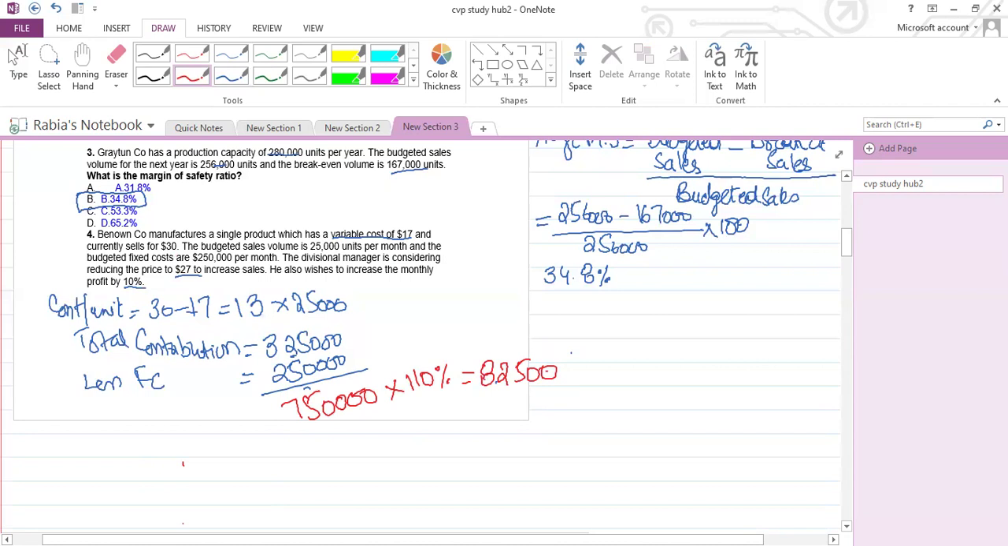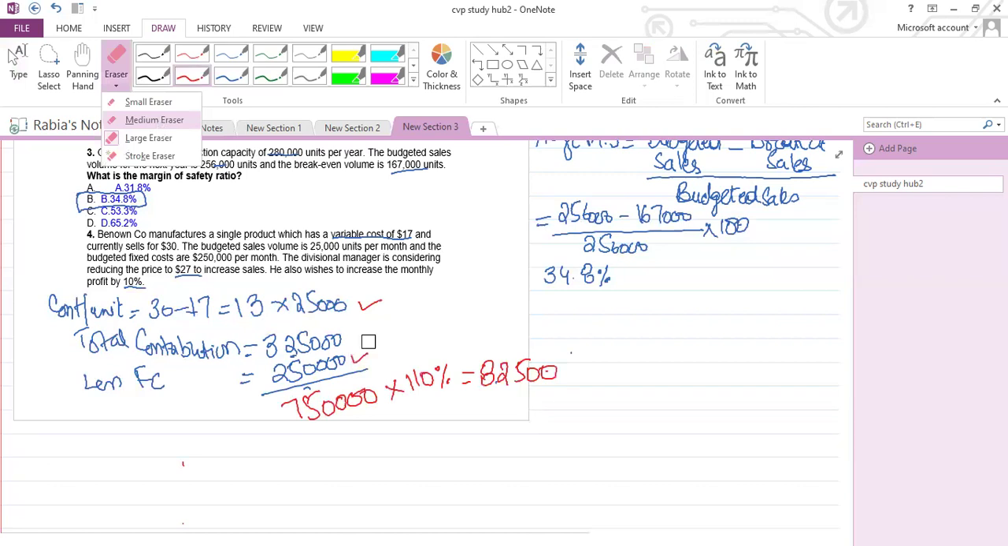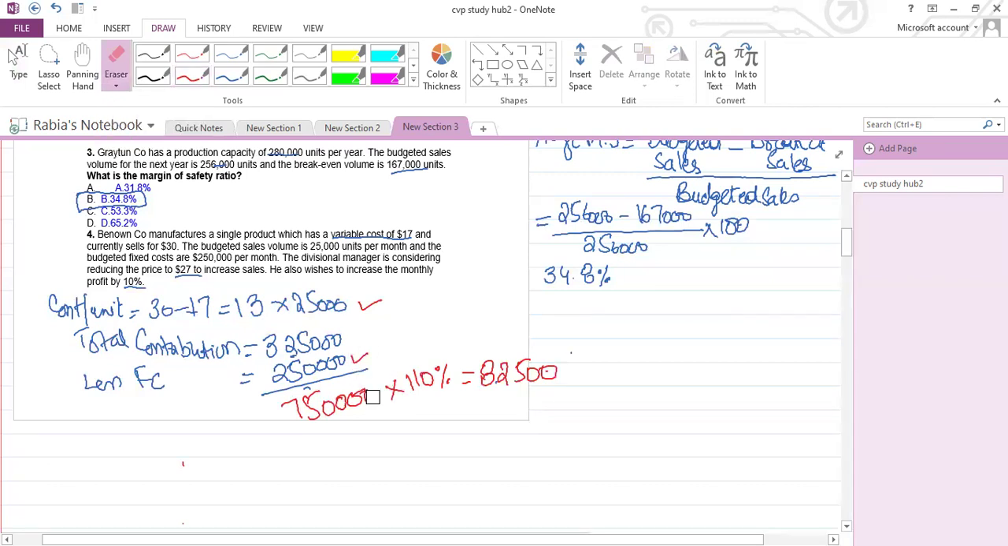He said variable cost is 17 and selling price is 30. You calculate contribution per unit, then we calculate the total contribution and less the fixed cost, we get the contribution before we get the profit before adding any units.